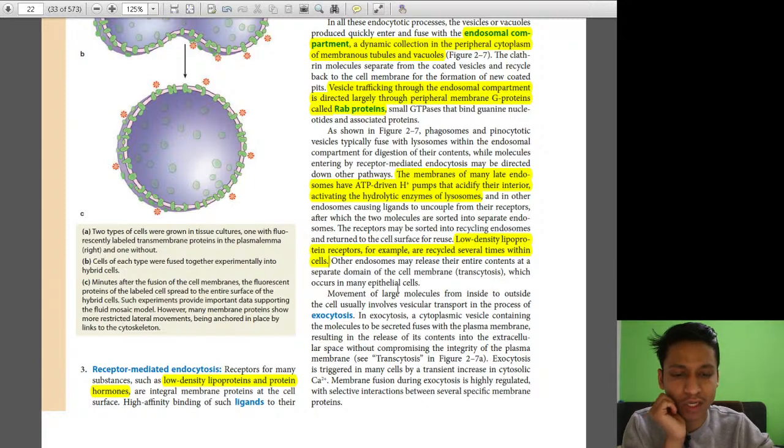Okay, so movement of large molecules from inside to outside of the cell usually involves vesicular transport in the process called exocytosis, as I already mentioned. In exocytosis, a cytoplasmic vesicle containing the molecule to be secreted fuses with the plasma membrane, resulting in the release of its content into the extracellular space without compromising the integrity of the plasma membrane. We can just highlight this and we'll know what exocytosis is.